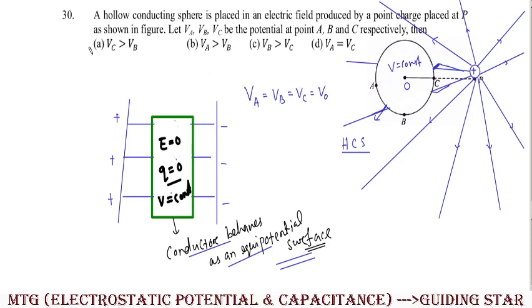So let us just check the options. So what will be the answer? VC greater than VB, wrong. So wrong, and that will also be wrong. So VA equal to VC. So this option D will be the correct one. Option D will be the correct answer over here.